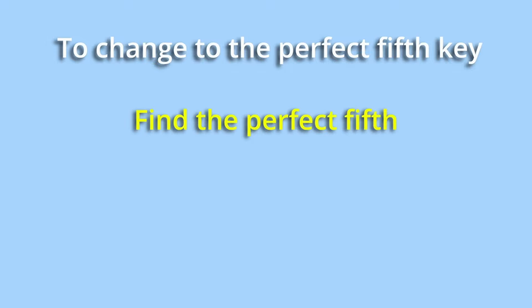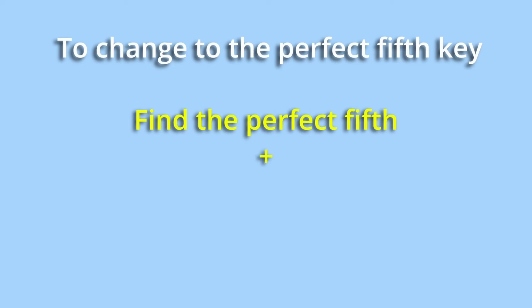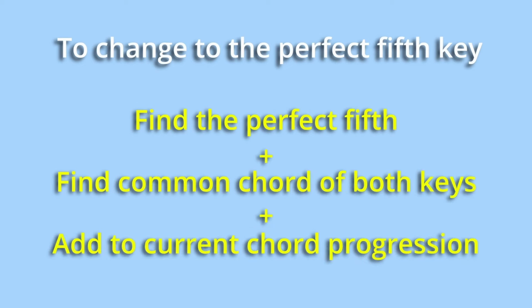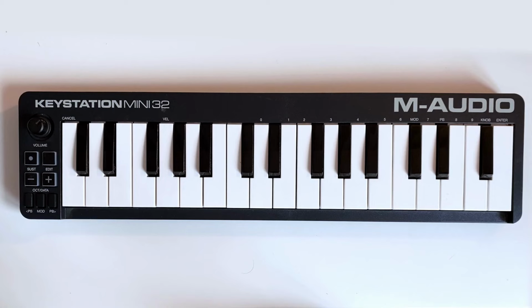So if I wanted to change the perfect fifth key, then I would just look for a letter that's either clockwise or anti-clockwise of the current key that I'm in, and find a common chord, add it to the chord progression that I'm playing, and then swiftly move into that new key. One way I can transition from C to G is by using a chord that they both share in common. So here's a chord progression in C major.